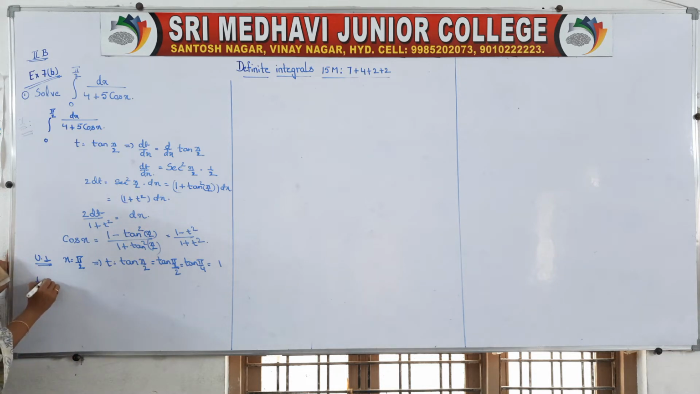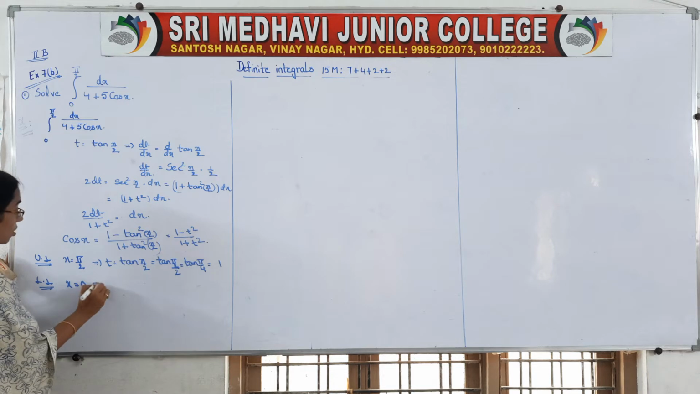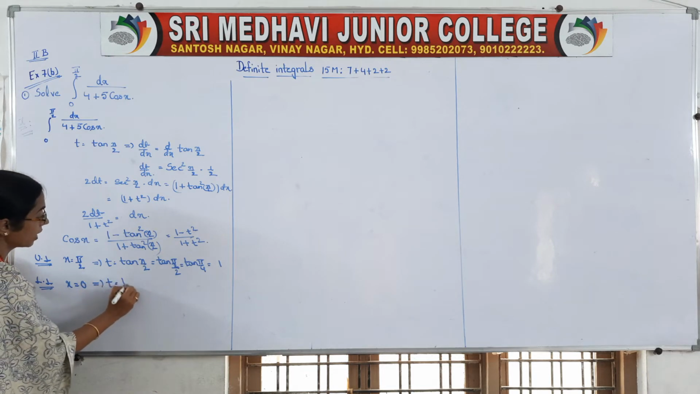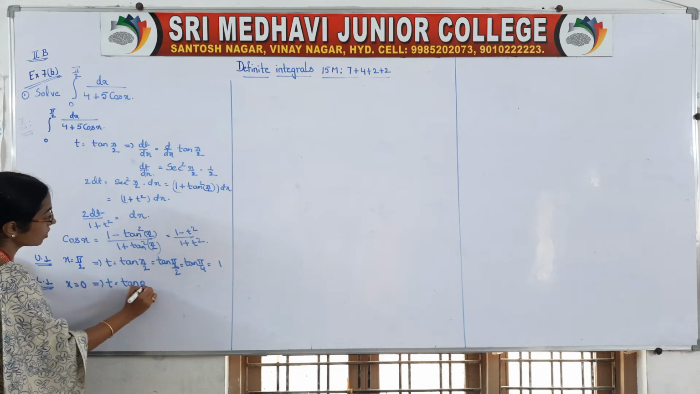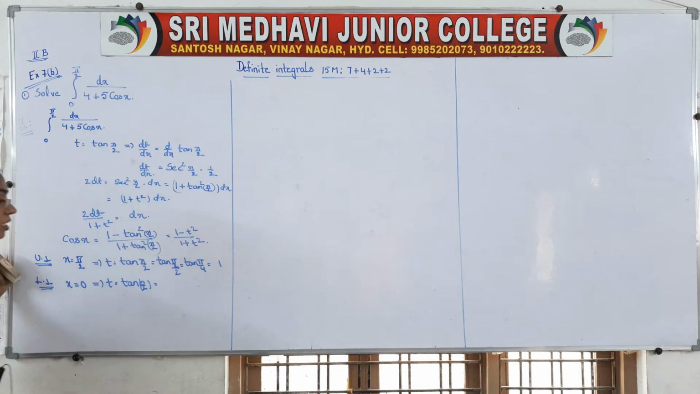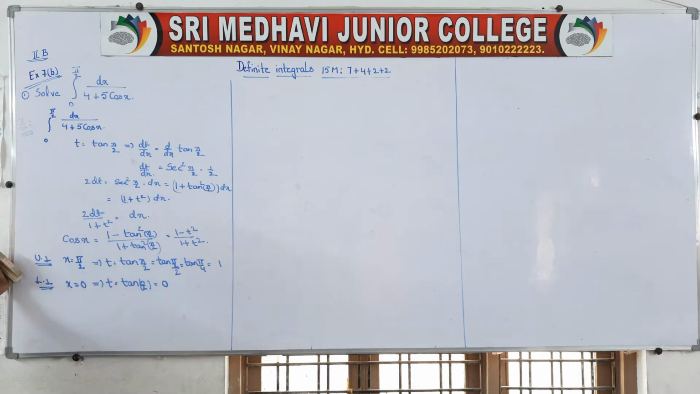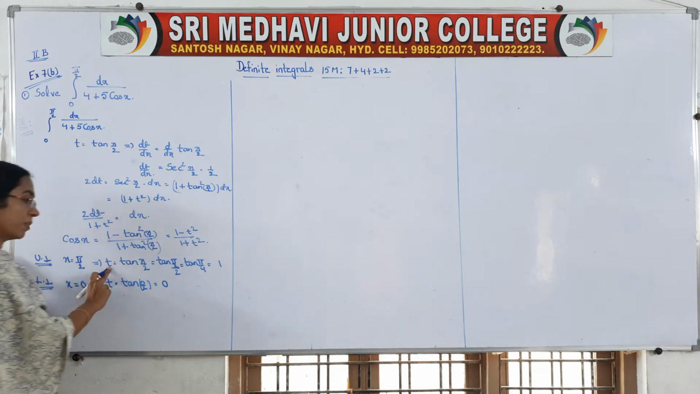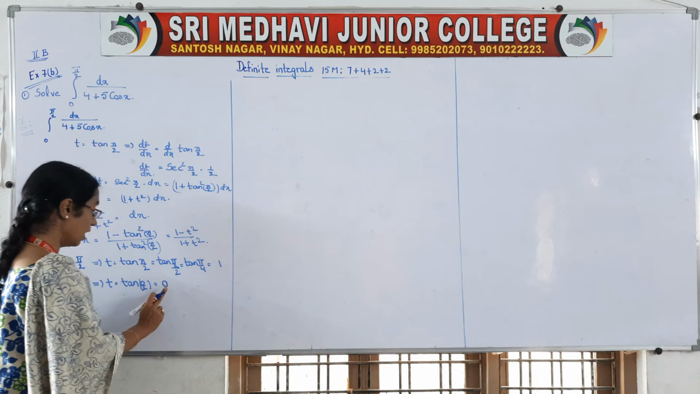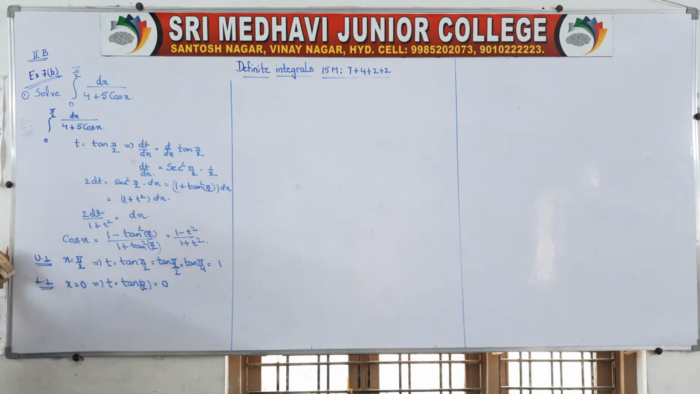Now take your lower limit. What is your lower limit? x is equal to 0. So t is equal to tan 0 by 2, and tan 0 is 0. Now if you observe, your limits are in terms of t: the upper limit is t is equal to 1, and the lower limit is t is equal to 0.